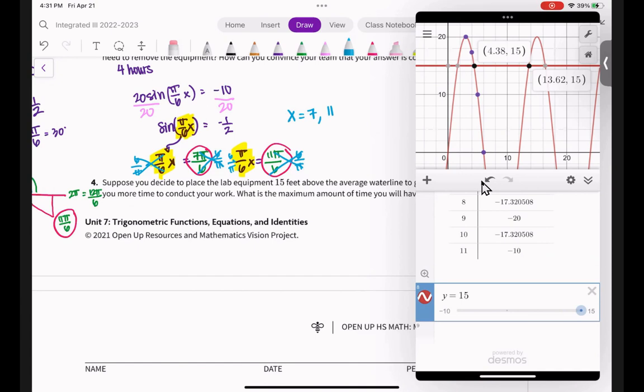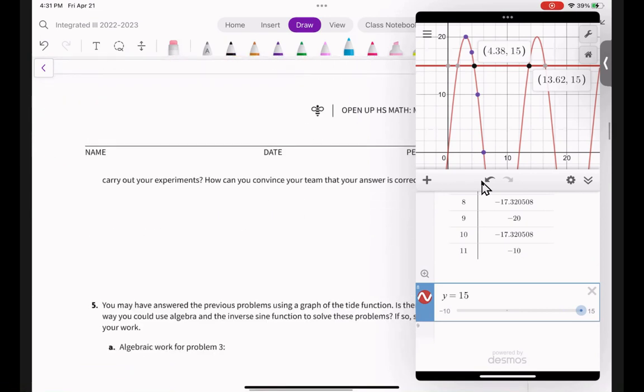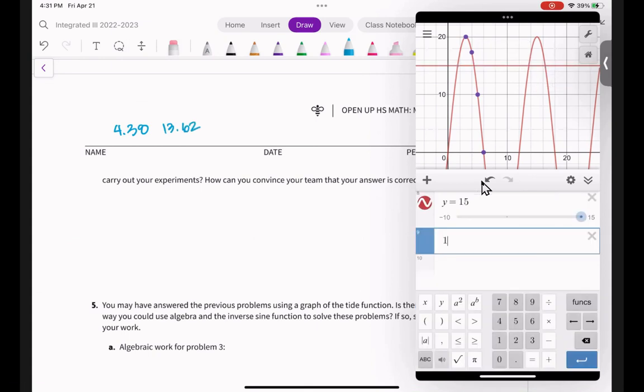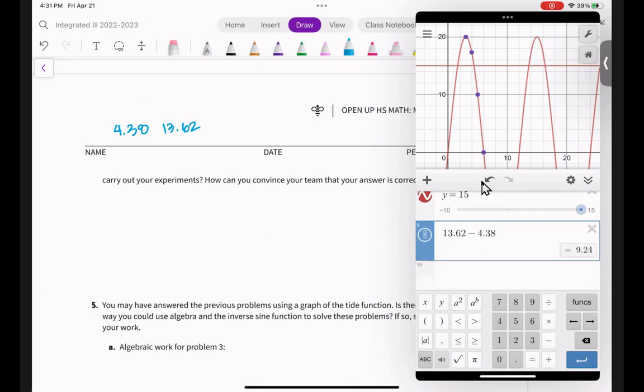And that tells you how long I have, which looks like 9-ish hours. A little bit more than 9-ish hours. Okay, so there's my answer. I'm going to write that down just so I have it. So I got 4.38 and 13.62. And then I'm going to subtract those numbers, 13.62 minus 4.38. And so my answer is about 9.24 hours.